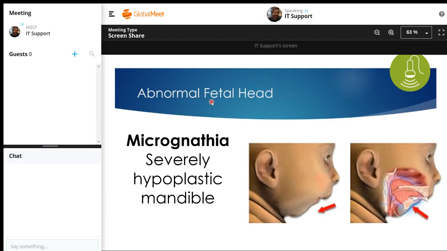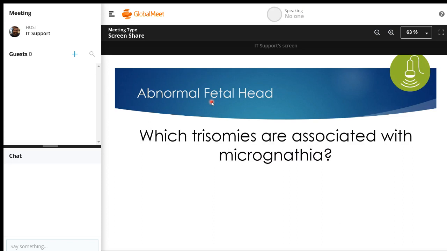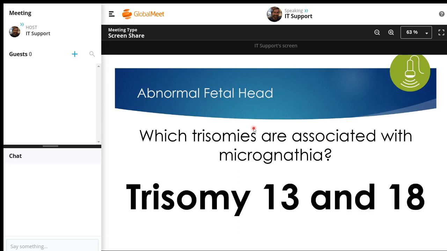And then micrognathia. So this is a severely hypoplastic mandible. So either severely hypoplastic or absent completely. 40% of these cases are isolated, but they may be seen as part of a syndrome. So very small chin, very easy to see on ultrasound. There are certain trisomies that are associated with micrognathia. So if we remember, trisomy 13 and 18 can be associated with a small or absent chin.